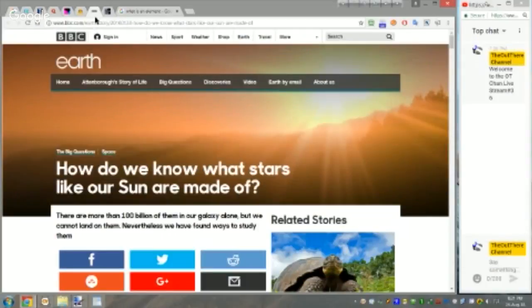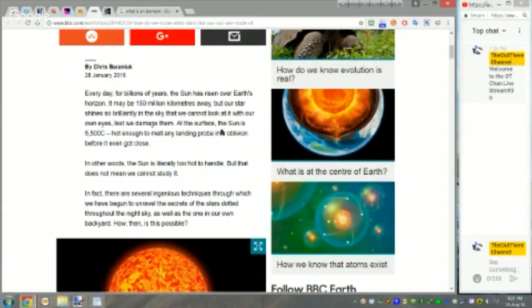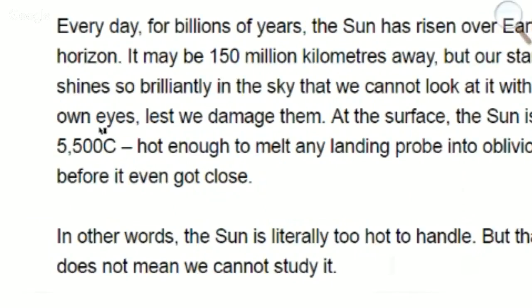We got this other one here, which is similar. How do we know what stars like the sun are made of? So obviously we can't get a piece of the sun and stick it through the previous testing, but there's another way to work out what's in the sun's surface by what light is filtered. So I'll just have a read of this here. Was it from BBC?